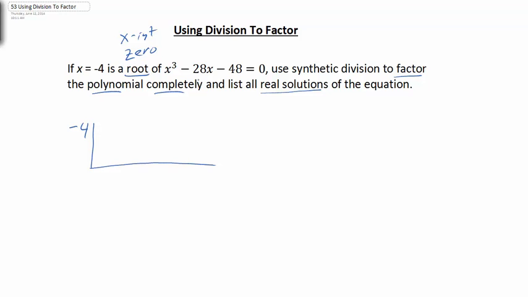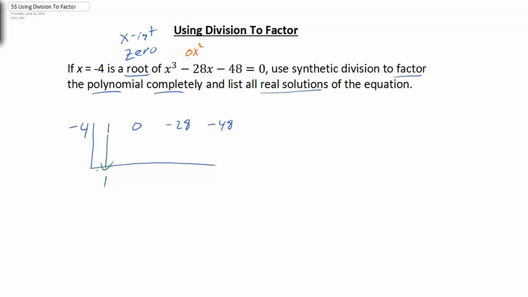So again, we want to bring down the coefficients. We have an x cubed, and notice there is no x squared, so we want to put in 0x squared as a placeholder. So we would have a 1, then 0, then -28, and -48. And then we're going to go through our process here. We're going to bring down the first term, which is a 1.